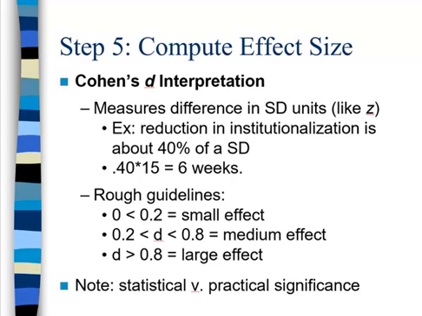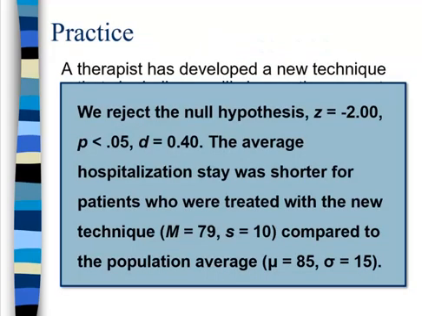So now we need to write these results up in APA format. So we reject the null hypothesis. That's the first statement we should write down. Then we want to report our z-score that we computed. And then p less than whatever our alpha is, because we rejected the null. So that should be p less than 0.05. And Cohen's d, our effect size, equals 0.40.